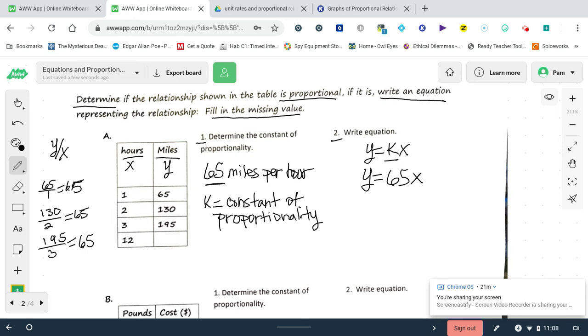All right, so y equals 65x is the equation. And bear with me. I don't know what's wrong with it. It wants to write sometimes and then it doesn't.